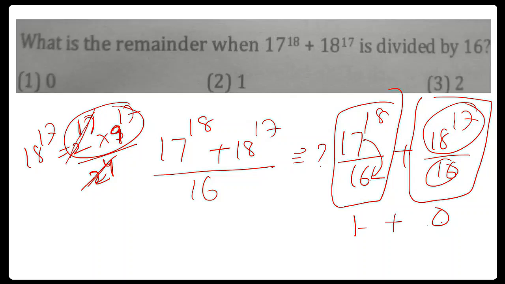So in between you have plus. So 1 plus 0 is 1. When 1 is divided by 16, the remainder is 1. So therefore the answer is 1, that is option 2. Remainder 1, option 2. Is this clear?